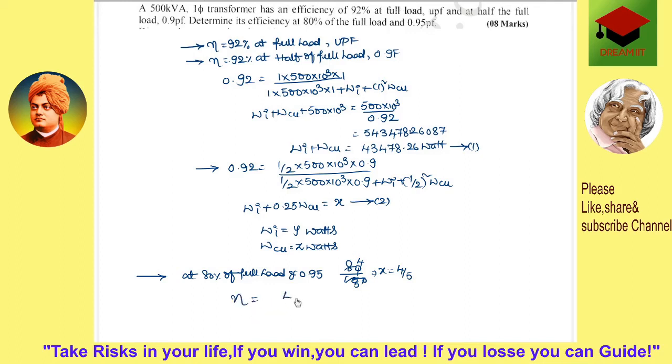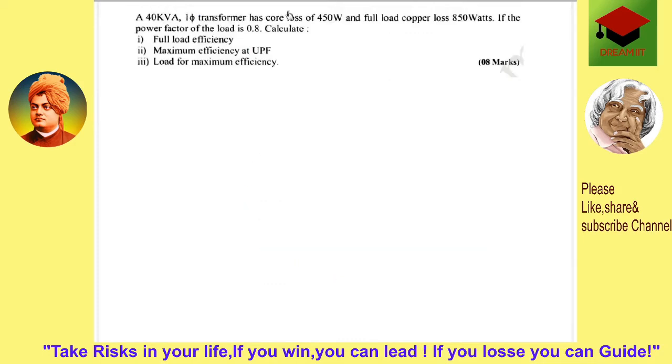So efficiency we can take as 4 by 5 into 500 kVA, that is full load kVA, into power factor 0.9, divided by 4 by 5 into 500 into 10^3 into 0.9 plus iron losses, which I have taken as Y, plus copper losses, which I have taken as Z, but before that you have to write (4/5) whole square into Z. By doing this entire calculation, you are going to get the efficiency of the transformer at 80% of full load and 0.9 power factor.